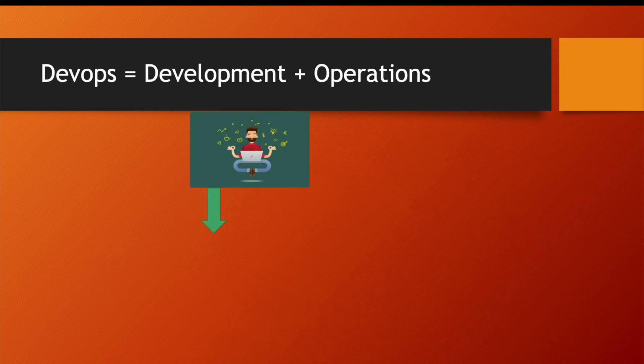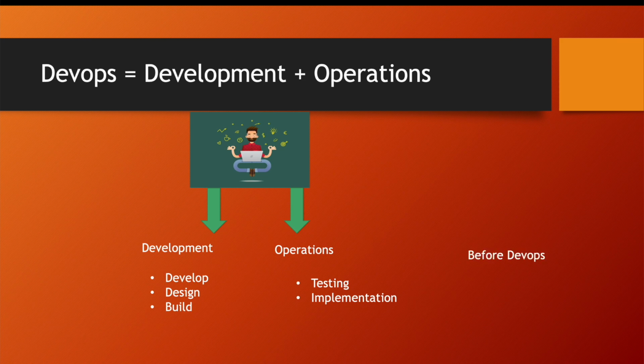For any application development, we have two teams. One is developer and the other is operation team. Development team is mostly responsible for planning, designing, and building the system from scratch. And the other is operation team, which is mostly responsible for the testing and implementation of the application being deployed.